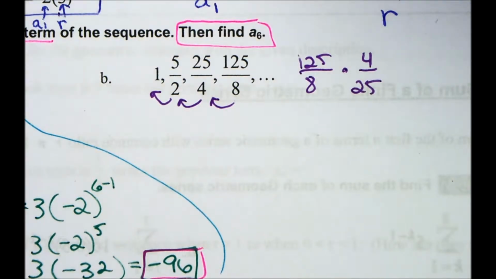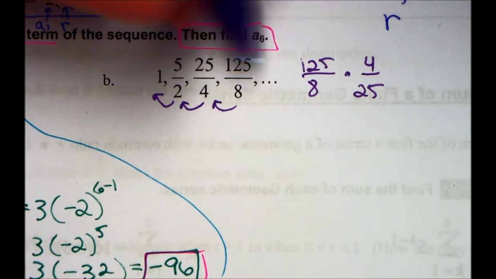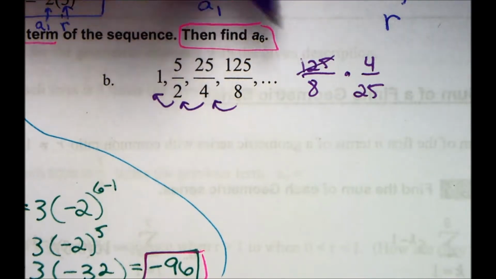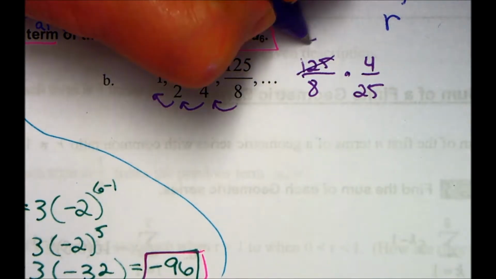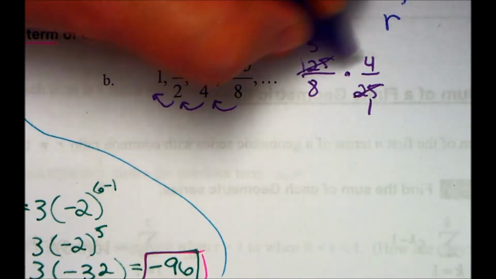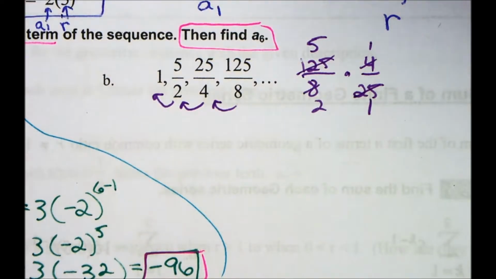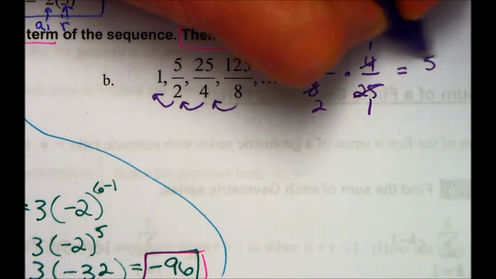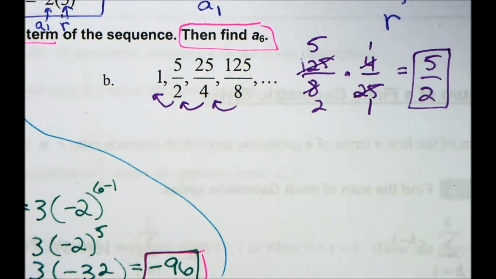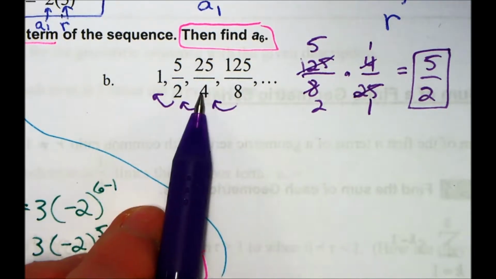And then we can reduce the 125 and 25. Both can be divided by 25. So when I divide that by 25, think quarters. How many quarters in $1.25? 5. How many quarters from a quarter? 1. And then these two we can divide by 4, which gives us 1 and 2. Multiply across, and we get a ratio of 5/2. Okay, so that's what we got when we divided the 125/8 by the 25/4.